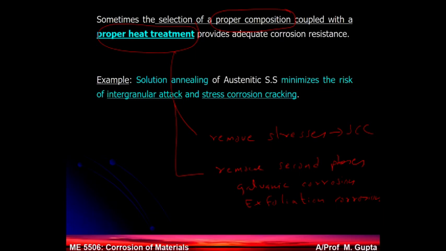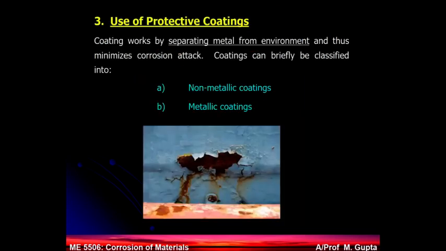Alright? So in this case, I've given the example of stress corrosion cracking, or SCC here, galvanic corrosion, because once you remove the second phase or minimize it, you are trying to minimize the number of galvanic cells in your microstructure. And exfoliation corrosion, by removing again the second phase or making the grain structure round, you can always minimize the exfoliation corrosion. So there are some of the examples which you can follow.